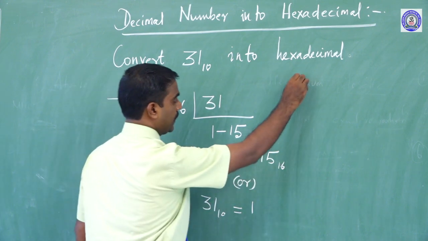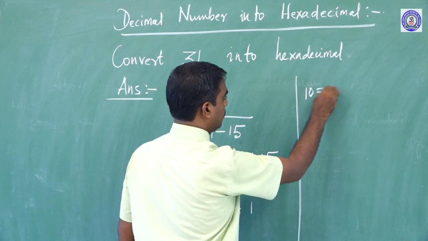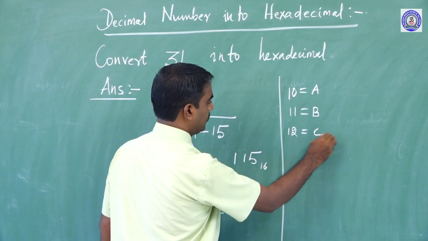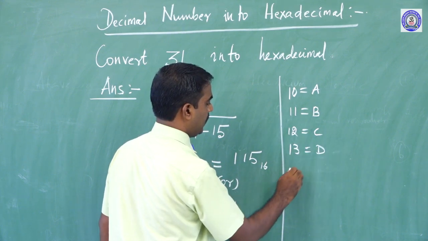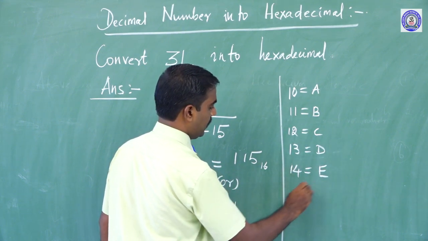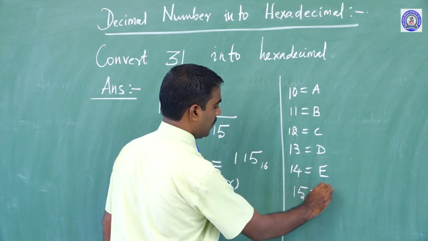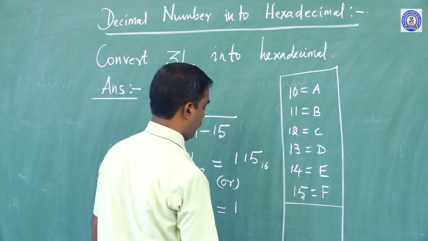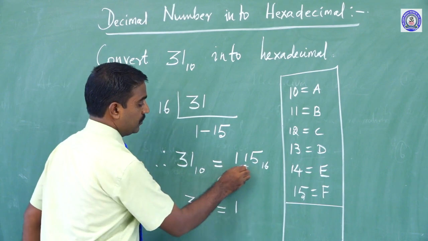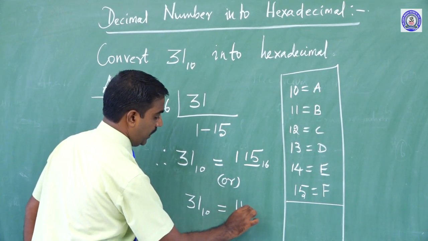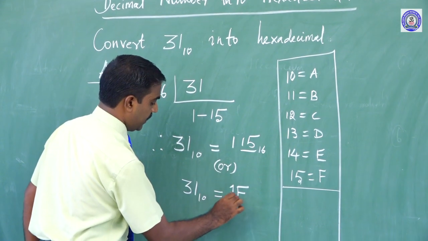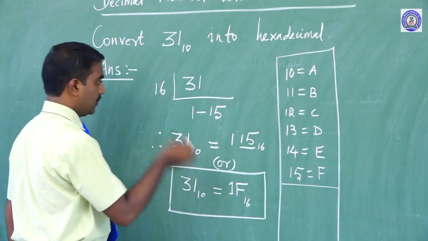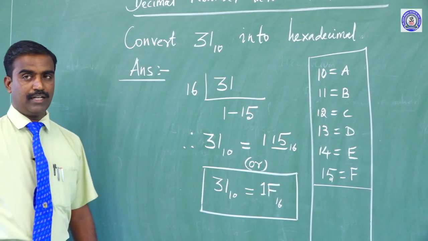Okay, we know in hexadecimal 10 means A, 11 means B, 12 means C, 13 means D, 14 means E, 15 means F. Okay, in this question we have 15, so 15 means F. So the answer is 1F base 16. This is the answer for this question. I think so. Clear? Yes.